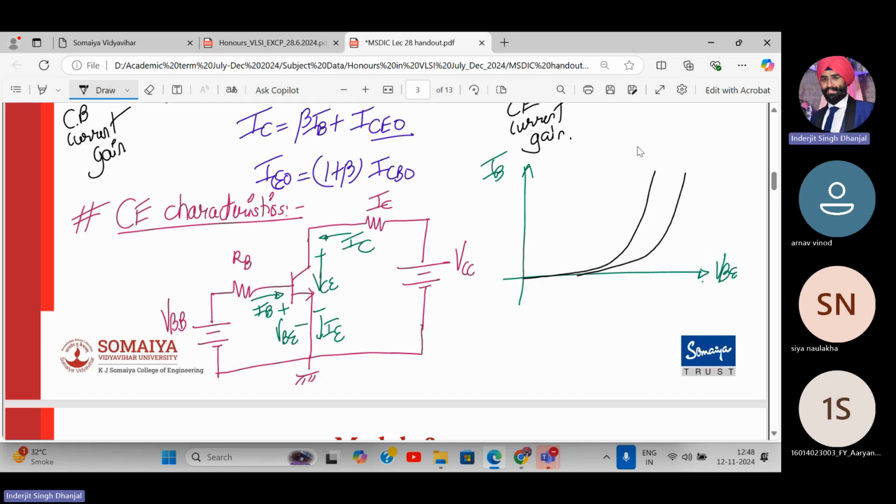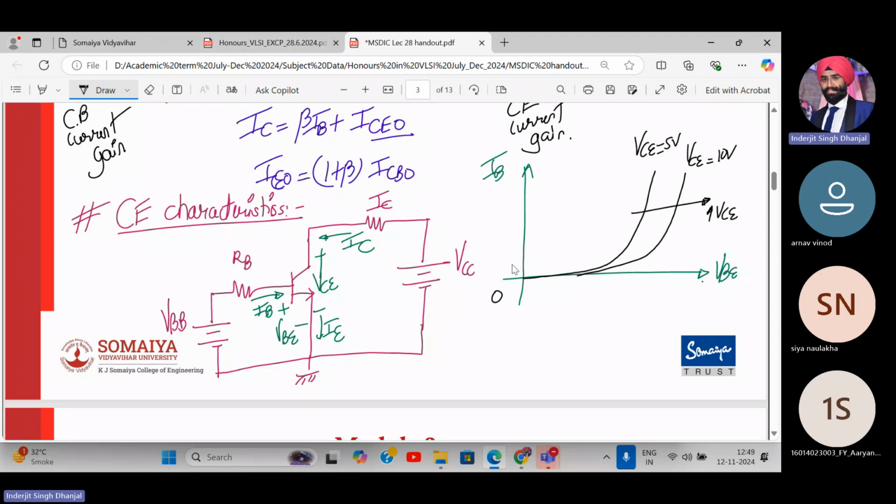What are these values of VCE? 1 or 2, which is greater. Then this is, let's say, 10. This is, let's say, 5 first one. This is for 10. So this is the way VCE is increasing. This was the input characteristics.